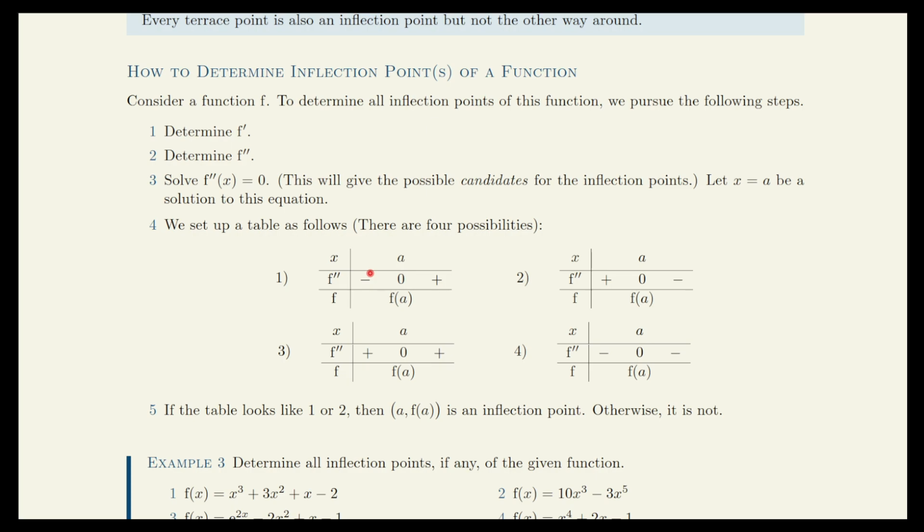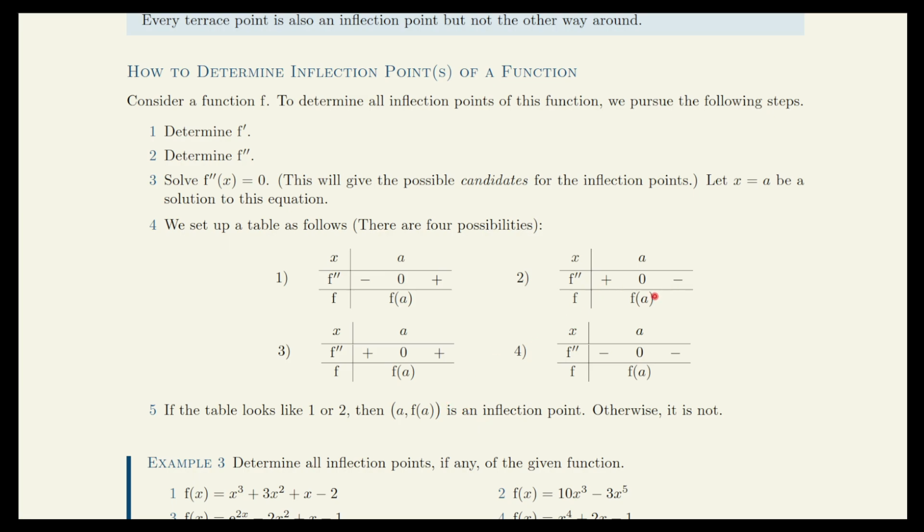I told you again, this only works if the second derivative is continuous, and those are the only functions that you deal with in this course. So this method always works. Okay, so assume that on the left you realize the second derivative is negative. It means that your function on this interval is concave down. And it is positive on the right side. It means that suddenly it becomes concave up. So in that case, f of a is really an inflection point.